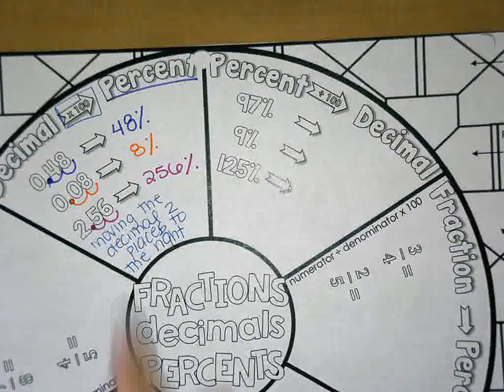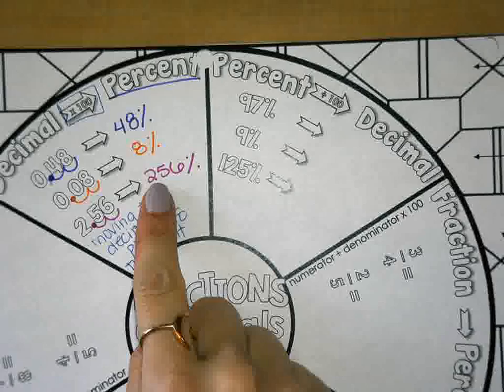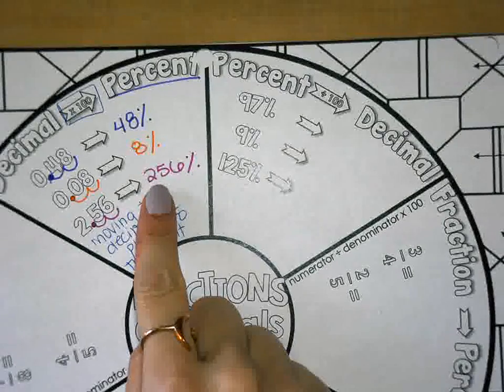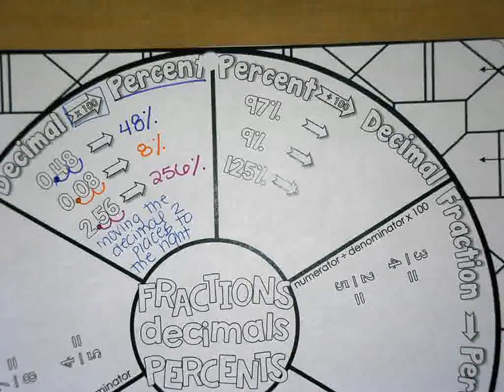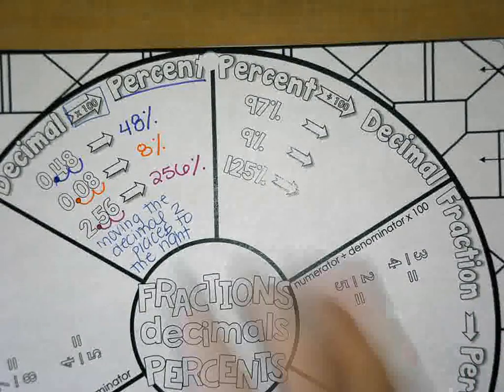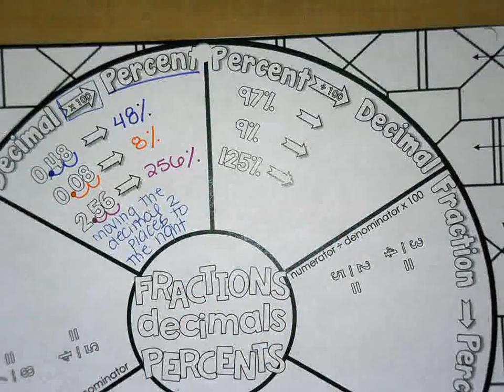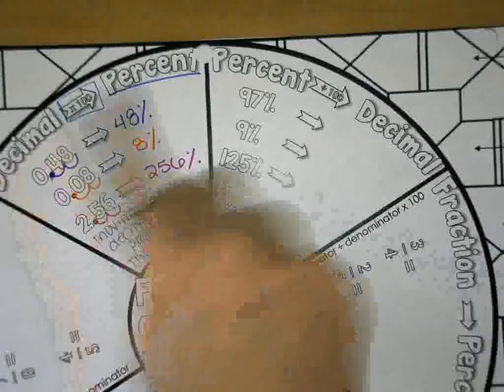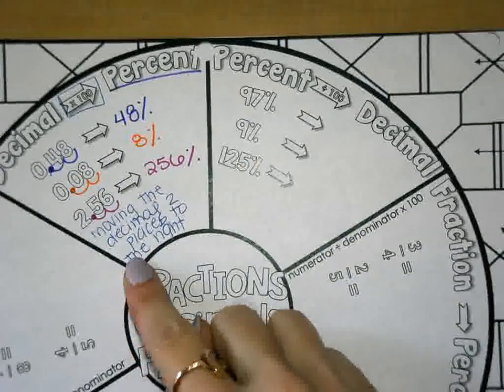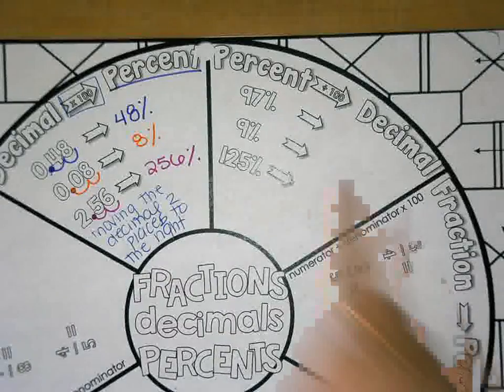I want to point out that it is okay to have a decimal in a percent. There is nothing wrong with that. It is okay to have 0.8%, 0.1%. It's okay to have extremely large numbers like 256. So there is no right or wrong. It can be any of the above. So if decimal to percent, we move our decimal place two places to the right.